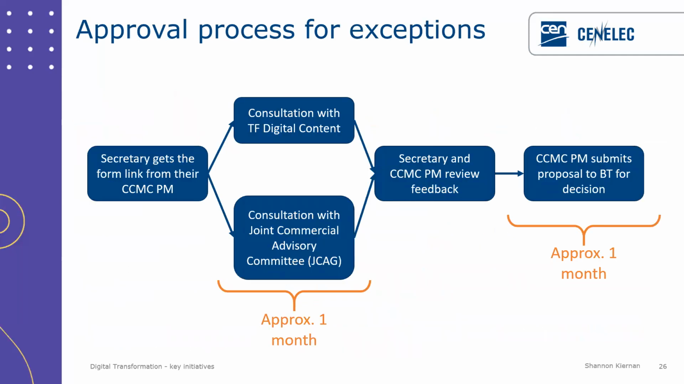So if you want to go ahead and request an exception, you can do this at any phase of your project. The earlier the better, so that you know what the decision is, and especially because it's not an overnight decision, it takes a couple of months. So firstly, you need to speak to your CCMC project manager and get the link for the form from them. It's not published online anywhere currently.